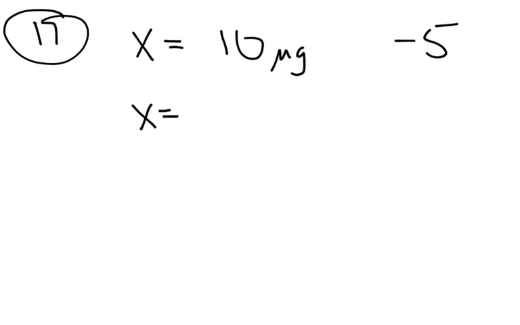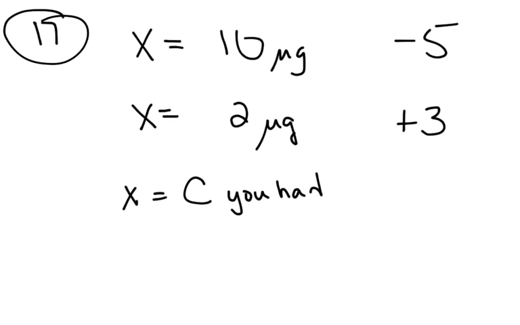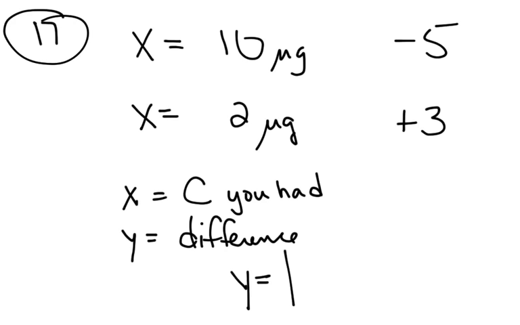Let's say that you ate 2 micrograms of vitamin C. That means you haven't had enough. You need 3 more. That's why this is an absolute value equation. Well, we're going to make x the amount of vitamin C you had, and y is going to be the difference. So the absolute value equation is going to be y equals the absolute value of x minus 5. And that is the end of video 2 of the semester 2 review.